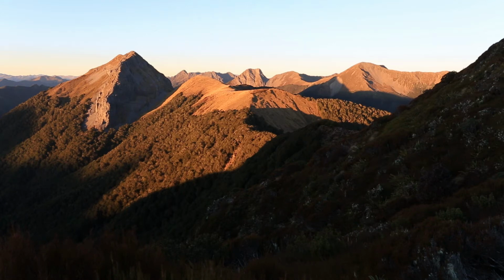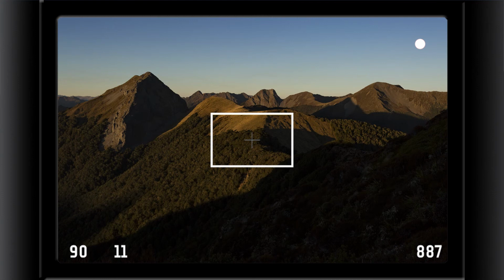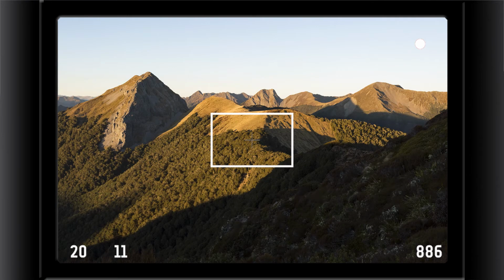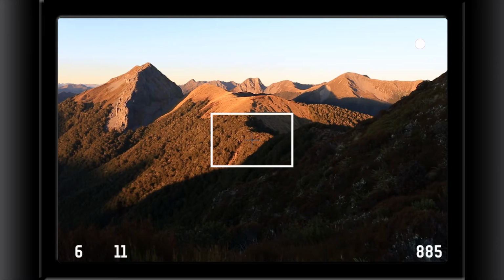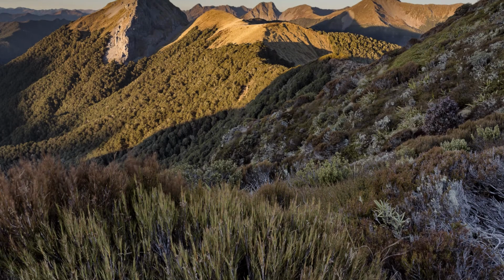The foreground slopes are in deep shadow now, so I'm going to bracket 3 exposures to capture the high dynamic range in this scene. The first shot is underexposed to -2 EV, the second shot is neutral, and the third shot is overexposed to +2 EV. In terms of the exposure triangle, my aperture is set to f11, ISO is 100, and shutter speeds are irrelevant as nothing is moving. Let's make the 3 exposures.